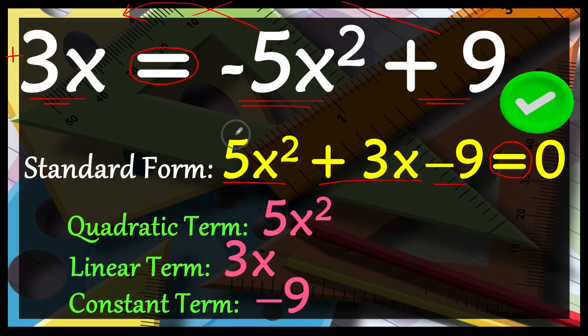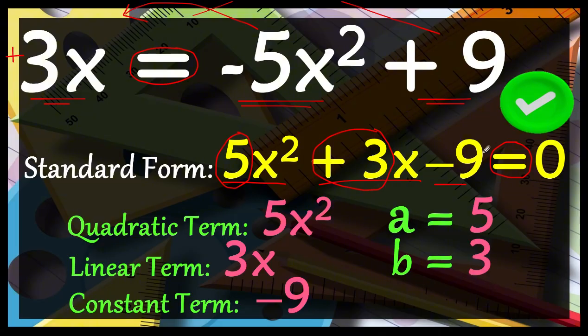O anak, si A, tandaan, yung katabi ng x squared natin. So our A is 5. Next, yung B naman natin is yung katabi ng x in standard form. That is positive 3 naman. So, B is positive 3. And then, our constant, napakadali, yung walang kasamang variable. And that is letter C natin, which is negative 9.